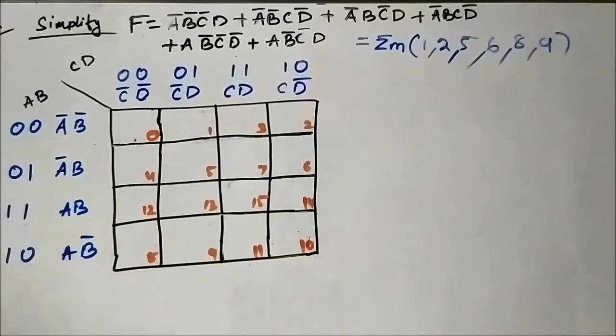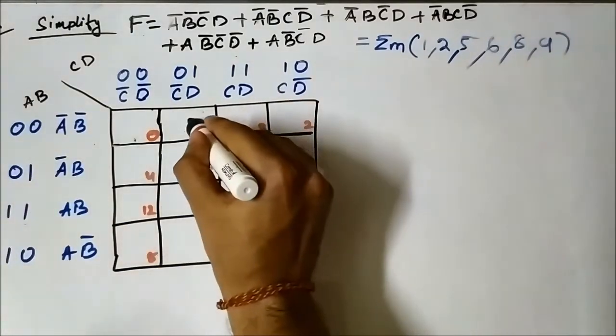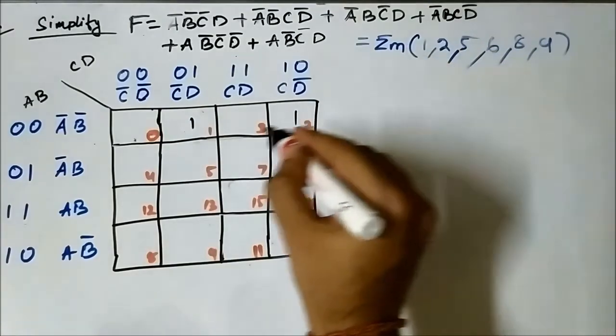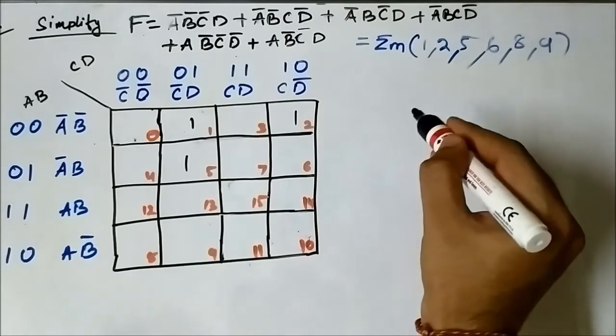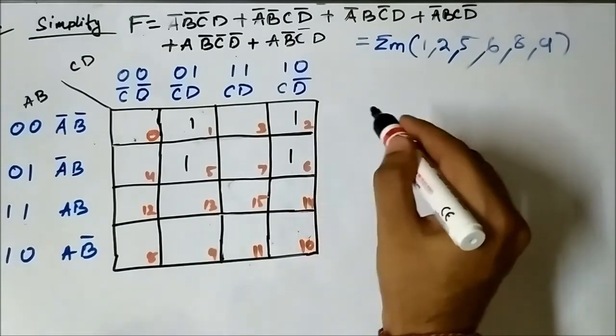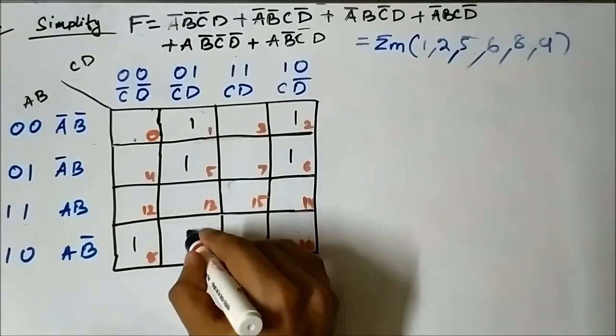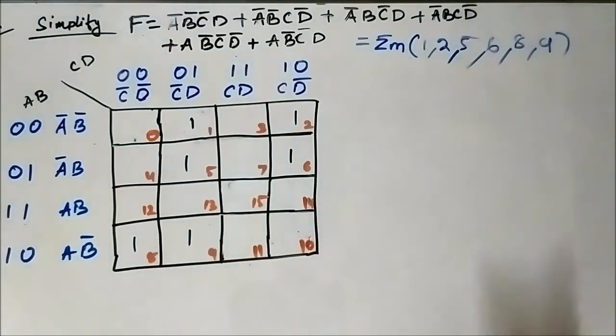Now we will mark the cells 1, 2, 5, 6, 8, 9. Okay, so we have marked the cells. Marking of cells is done, mapping of the Boolean expression is done.